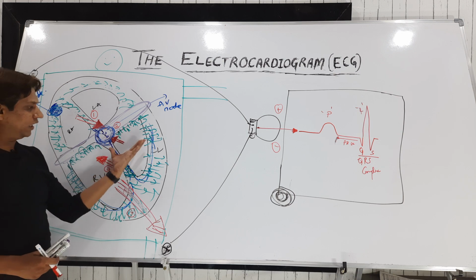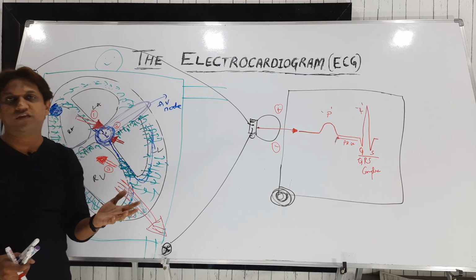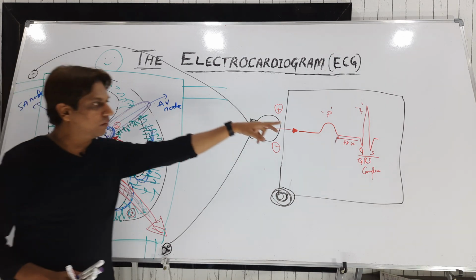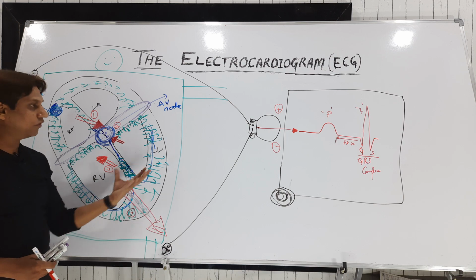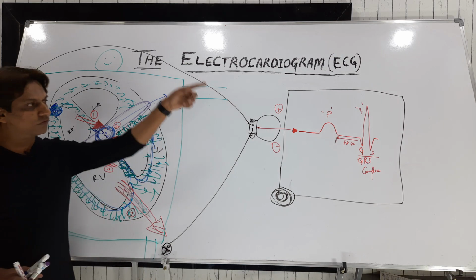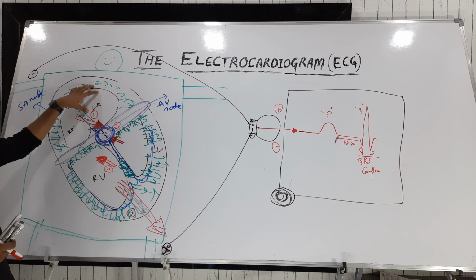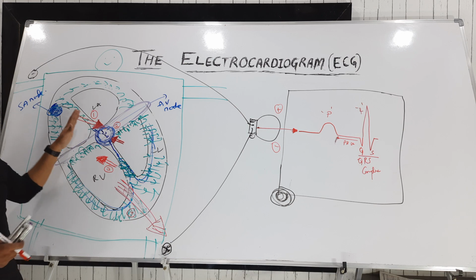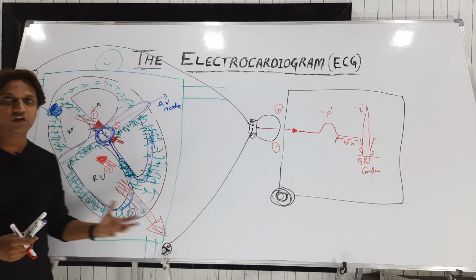Now when the ventricles are depolarizing, simultaneously the atria undergo repolarization, that is, the negative current again passes, but this negative current is not detected by the ECG. It is masked by the ventricular depolarization wave, which is a stronger vector, that is the QRS complex. So the atrial repolarization wave is not seen because it is masked by the ventricular depolarization wave.